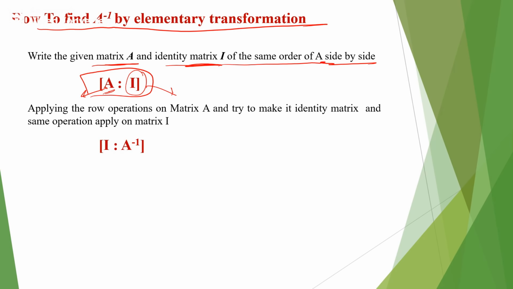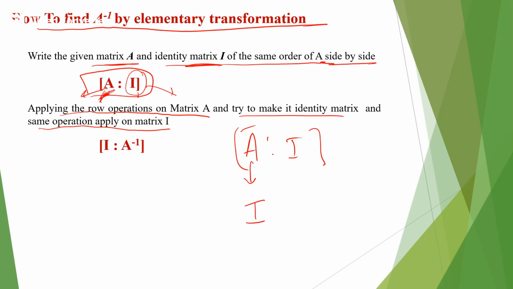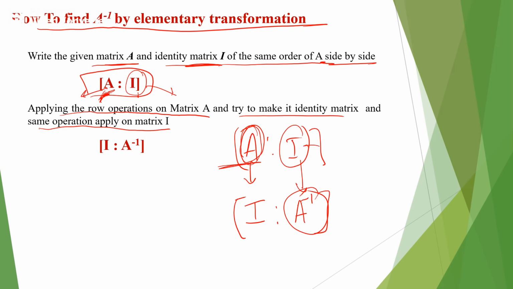Then we apply row transformations on matrix A and try to make it identity, and the same operations we apply on the matrix I. So finally, when we apply row operations on A and make it I, the identity matrix, and the same operations applied on the identity matrix give a new matrix, this matrix becomes A inverse, the inverse of matrix A. This is the process to find the inverse of a matrix by elementary transformation.